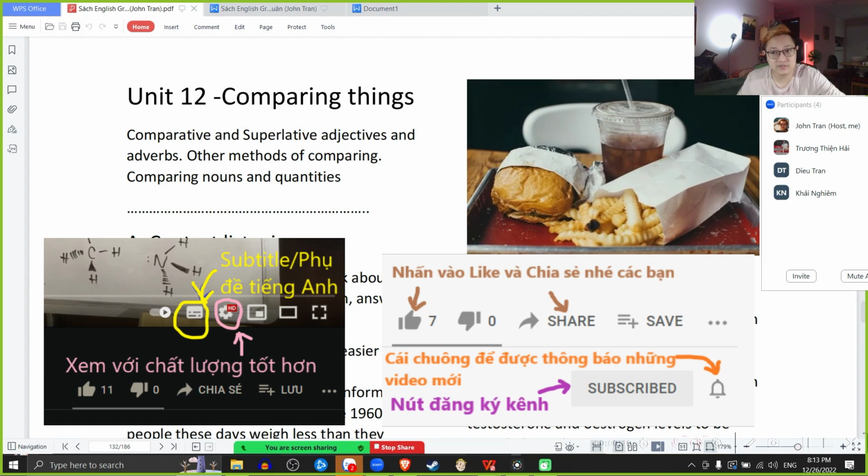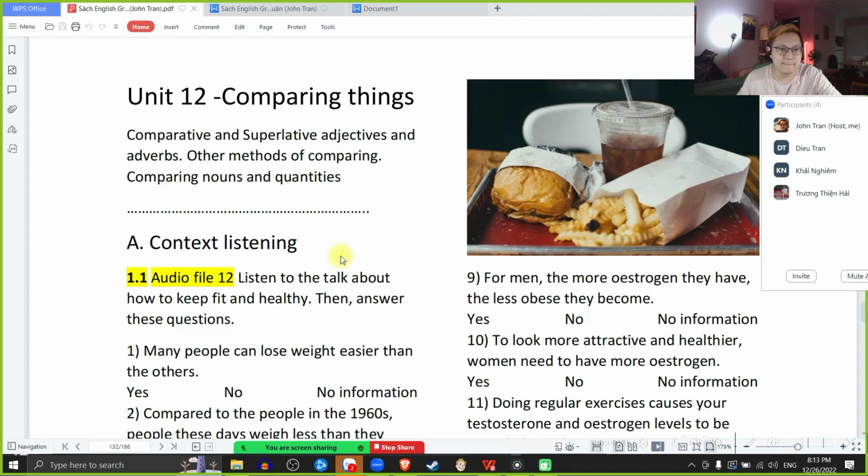Going to do Unit 12, comparing things, and this is my book, English Grammar G1, the book that I wrote myself. Đây là cuốn sách mình tự viết, English Grammar G1, và đây là bài số 12, comparing things, việc so sánh những thứ này thứ kia, việc so sánh thứ này và thứ kia. Và đây là ba bạn từ lớp IELTS 41, chúng ta sẽ bắt đầu học bài hôm nay.